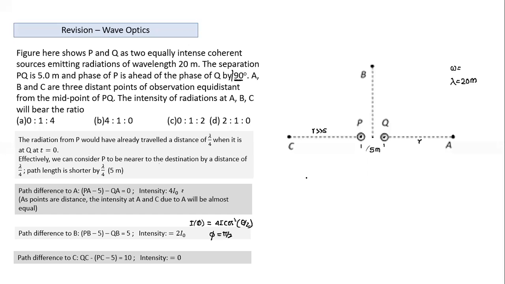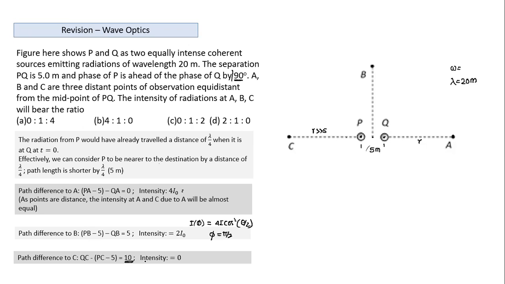Now let's move on to the third point. Here also we calculate the path difference. Path difference is QC minus PC. That would have been the path difference had they been in phase. But P is already nearer. It has started ahead of Q. Hence, I have to subtract 5 meter from the distance between P and C. So it is nearer to destination C by 5 meter. So again, QC minus PC, if I put this in, it is QC minus PC plus 5, and the 5 will add up. So this becomes equal to 10.